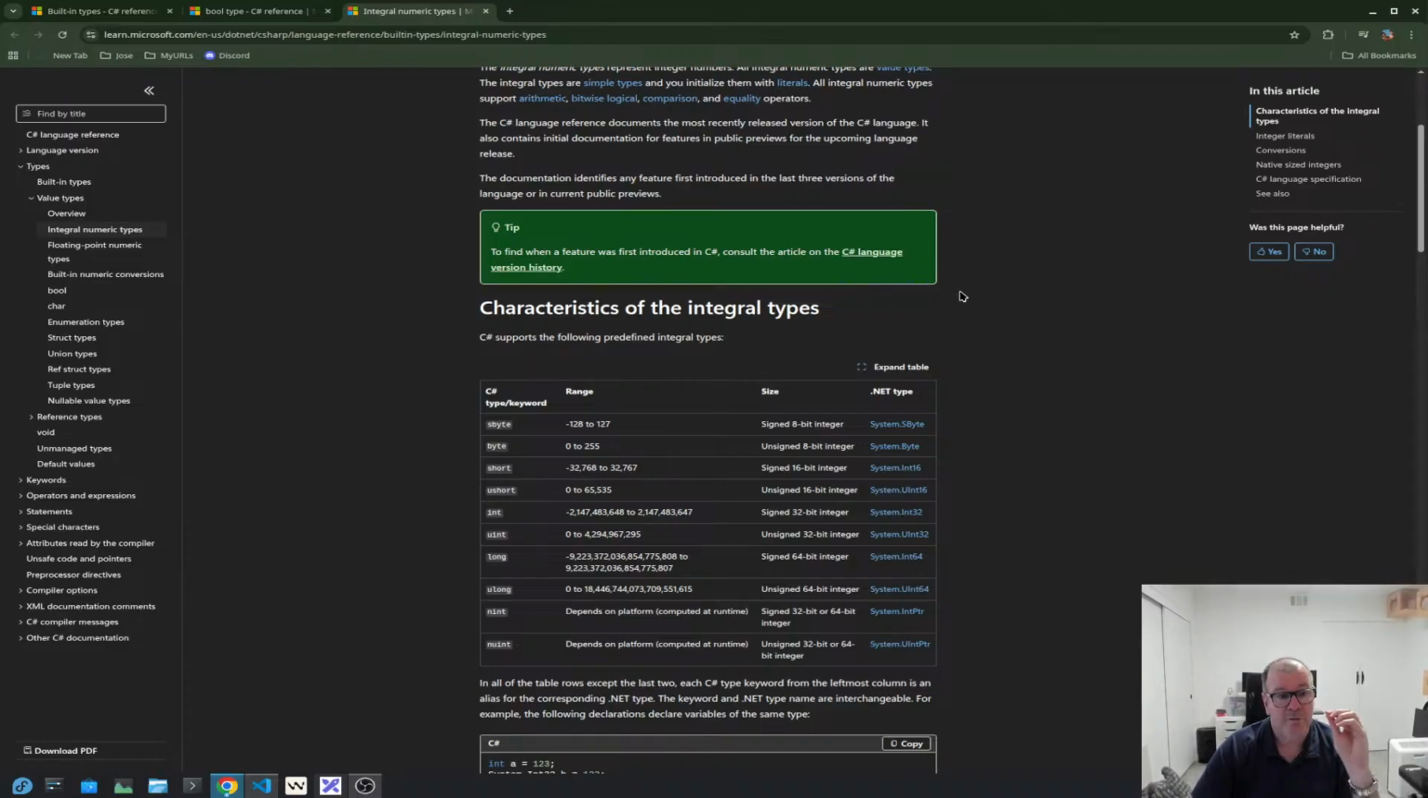Cool? So those are the integer types. Do you need to memorize this? No.